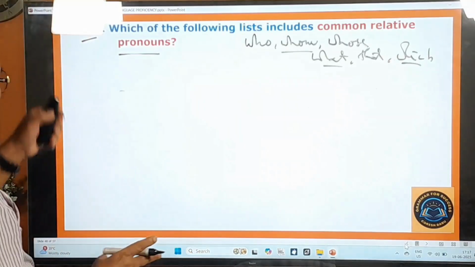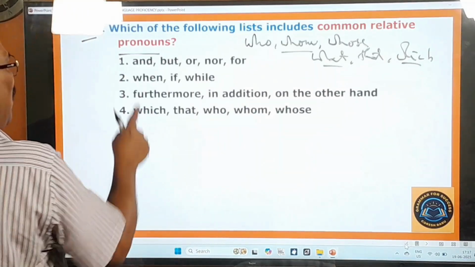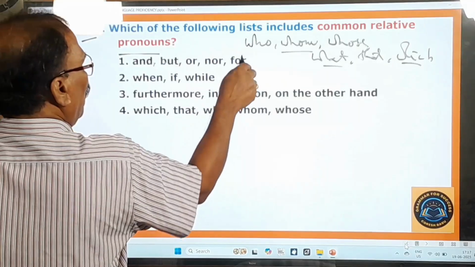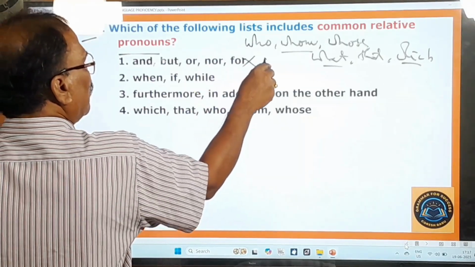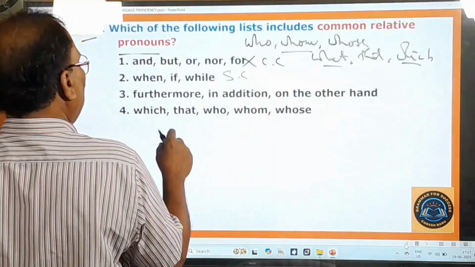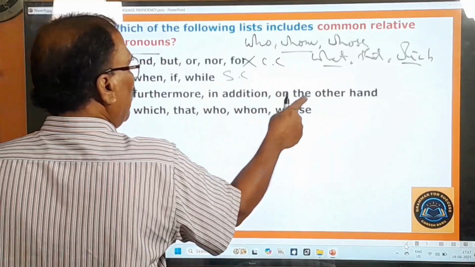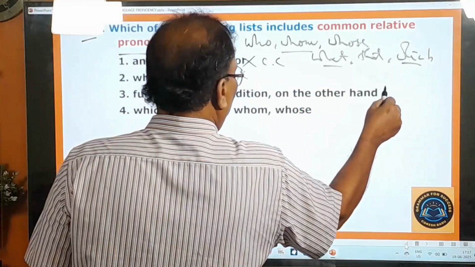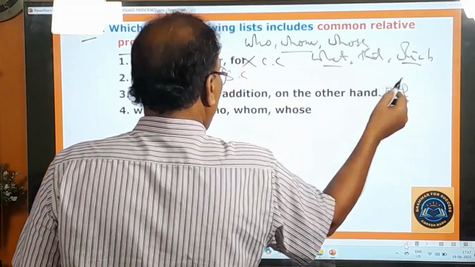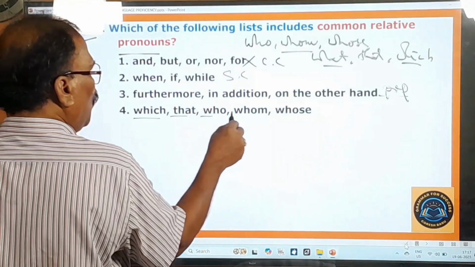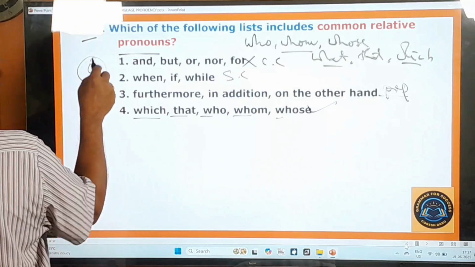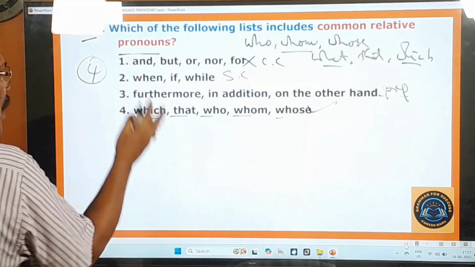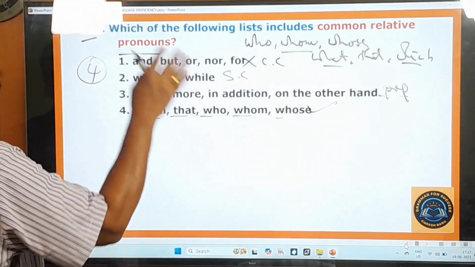Right. And here let us look at the options given. And, but, or, nor, for. No, these are all coordinating conjunctions. When, if, while, subordinating conjunctions. Furthermore, in addition, on the other hand. So these are what? Prepositions. Okay, phrasal prepositions. Which, that, who, whom, whose. So here this fourth one is only the right option because they are only the common relative pronouns.